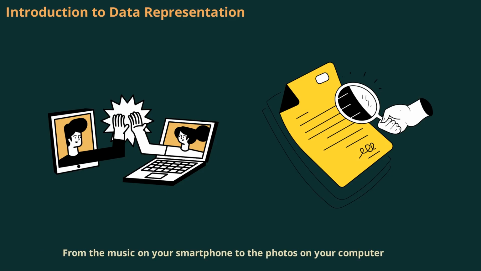From the music on your smartphone to the photos on your computer, all data is represented digitally, allowing electronic circuits to handle it efficiently. We'll cover the different types of data, including numbers, letters, sounds, and images, and see how computers use numeric codes to represent everything. Let's dive into the fascinating world of data representation and see why it's so essential in modern technology.